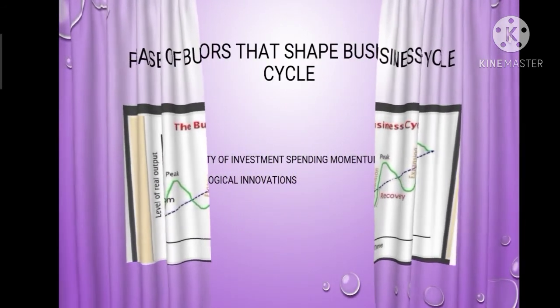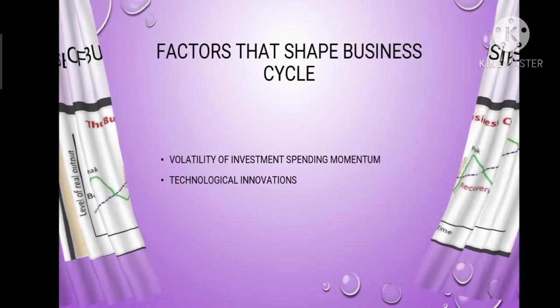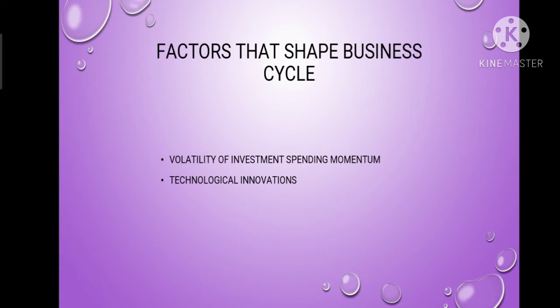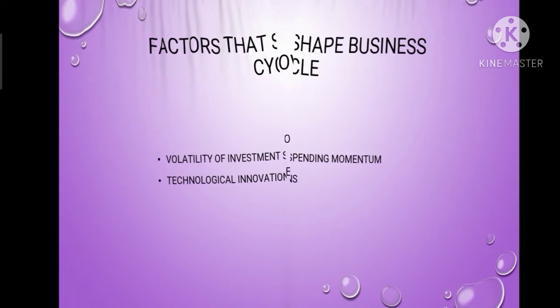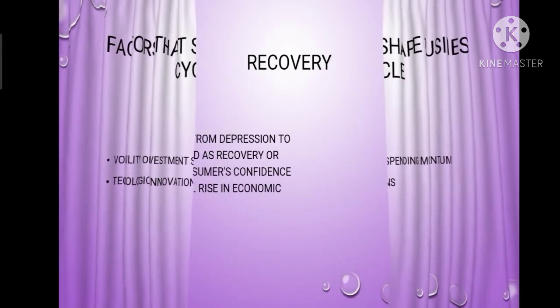Now let us see the factors that shape business cycle. What are the factors that are responsible for the formation of business cycle? The main two factors are volatility of investment and technological innovations. Volatility means changes in investment, and technological innovations are the important contributory factors which led to the formation of business cycle. So the factors are changes in investment and technology innovations.